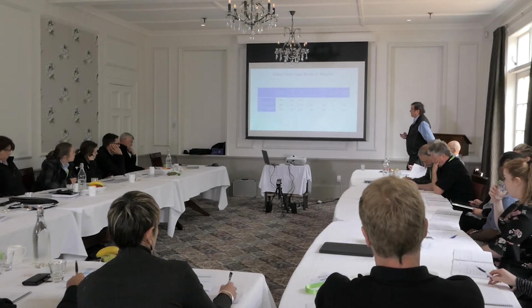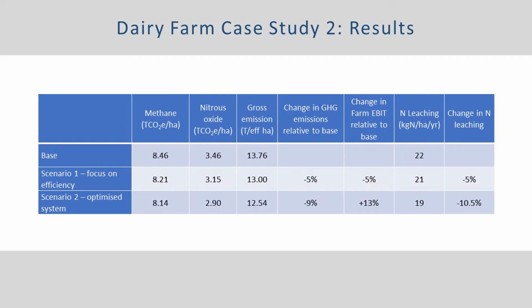So that's the results, if you like. The base farm was putting out 13.8 tonnes of greenhouse gas per hectare. In the first scenario, we were looking at improving the efficiency of the farm. Yes, we reduced our greenhouse gases, but we also reduced our profitability somewhat. In the second scenario, again, we've decreased our greenhouse gas emissions a bit more, and we've actually had a strong positive in terms of the farm profitability.